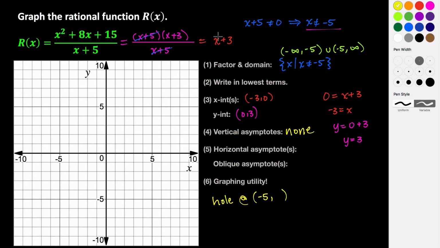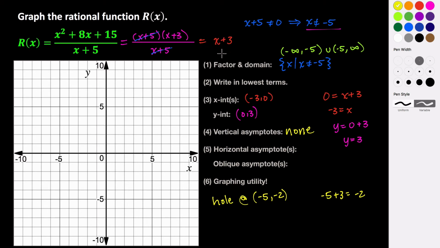Now to figure out what this value is going to be, we just take negative 5 and we plug it into our reduced rational function. So the rational function in lowest terms, plug in a negative 5. So negative 5 plus 3 is negative 2. So there's going to be a hole at negative 5, negative 2. And that came because there's no vertical asymptote, because this domain restriction was eliminated when we put it in its lowest terms.